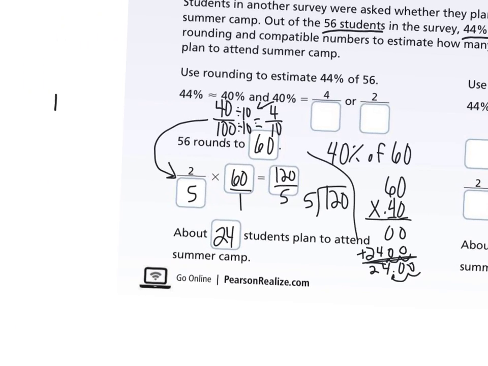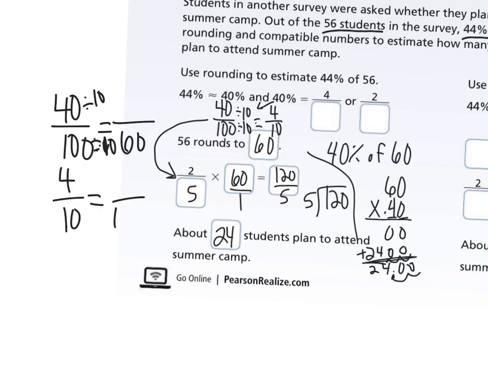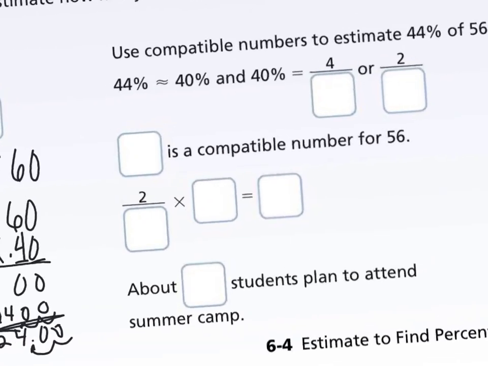Or like I said, the third option, it's 40 out of 100. And we're trying to find how many people out of about 60. That doesn't work nicely, but if you reduce both of those by 10, that's 4 out of 10. And now that would be 24 out of 60. So really 3 different ways of doing the same thing there. That's probably how I would do this problem.